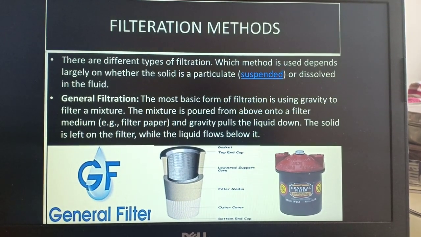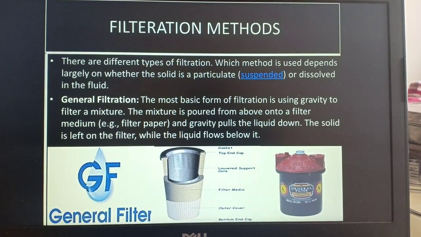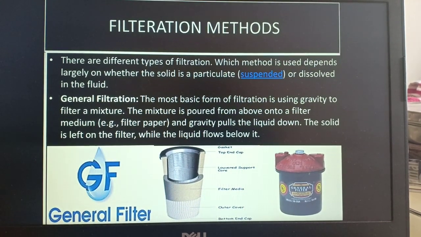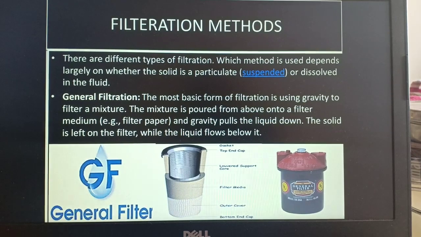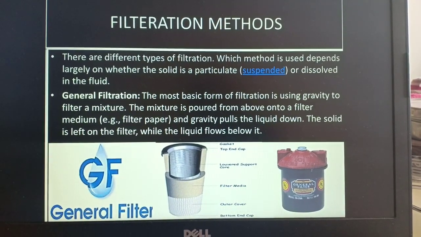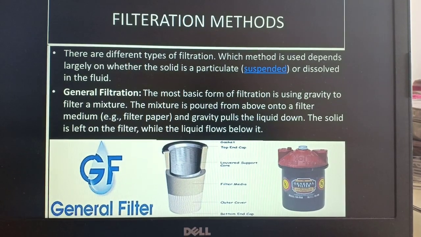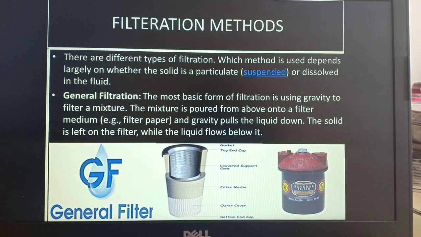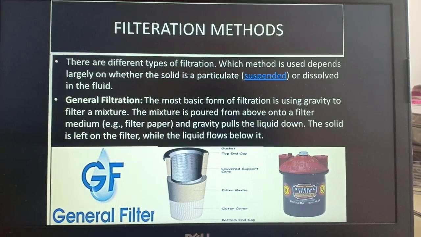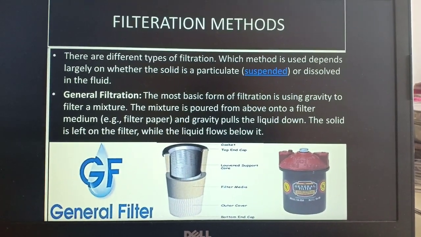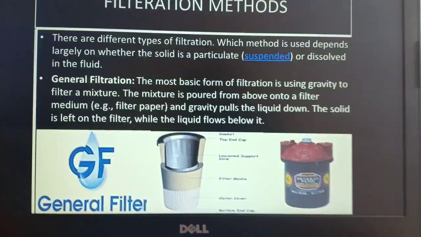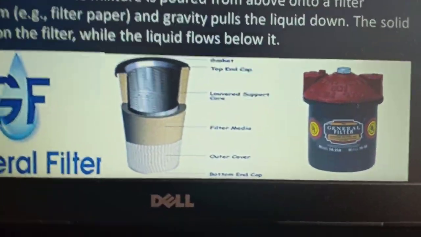Filtration methods. There are different types of filtration methods. Which method is used depends largely on whether the solid is a particulate, which is suspended, or dissolved in the fluid. First filtration method includes general filtration. The most basic form of filtration is using gravity to filter a mixture. The mixture is poured from above onto a filter medium, for example a filter paper, and gravity pulls the liquid down. Very easy. The solid is left on the filter while the liquid flows below.